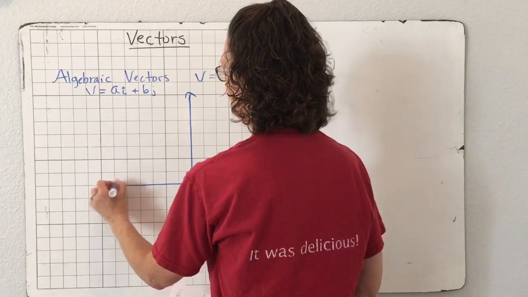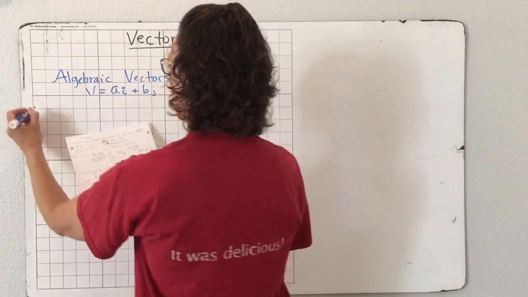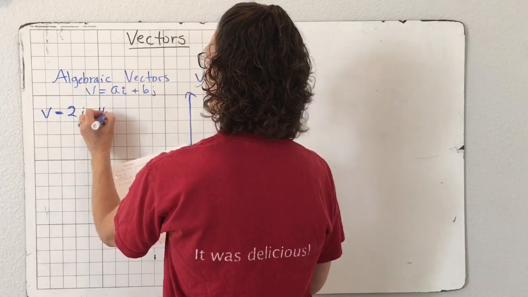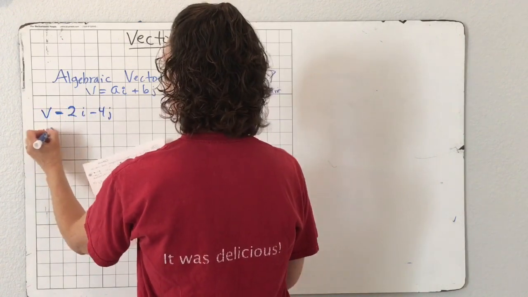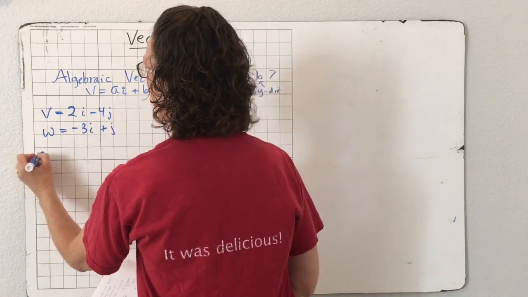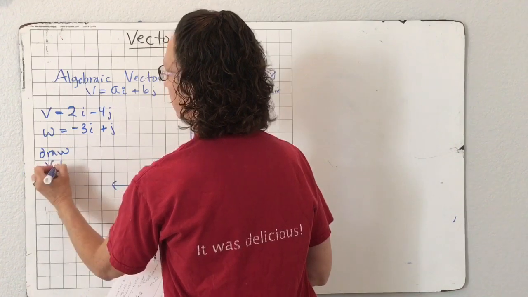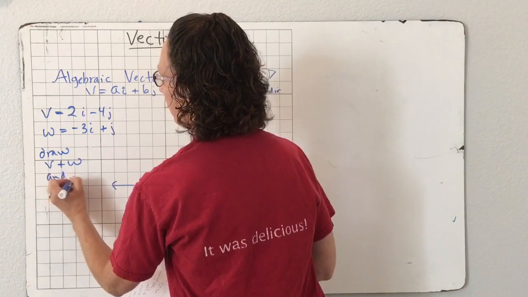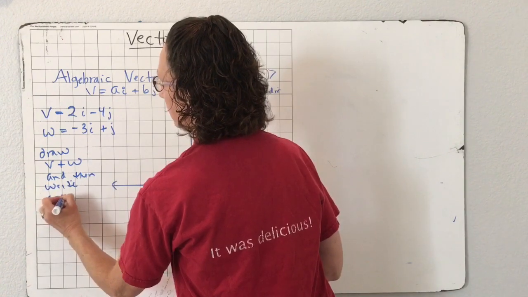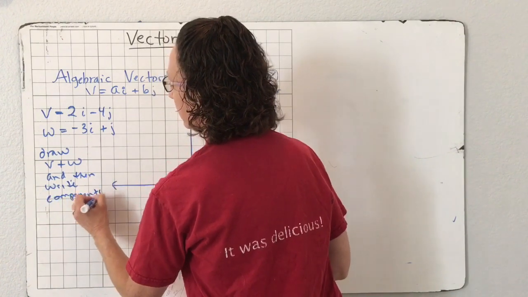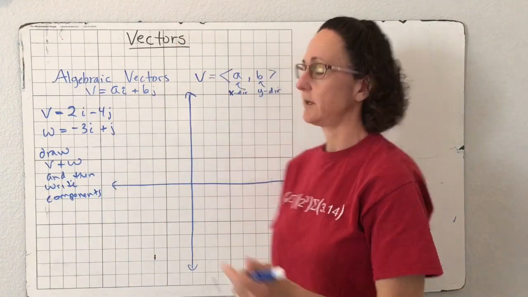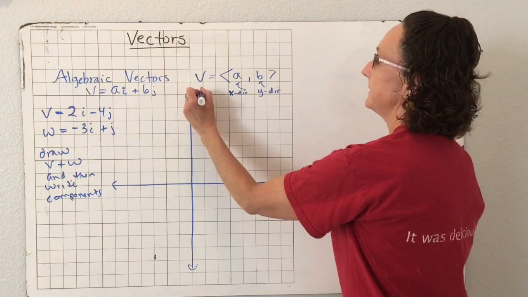Okay, so I want you guys to write down that vector v is 2i minus 4j, and vector w is negative 3i plus j. What I want you guys to do is draw v plus w, and then write the components. When they say write the components, that means how far in the i direction, how far in the j direction. Remember, this is the i, this is the j.